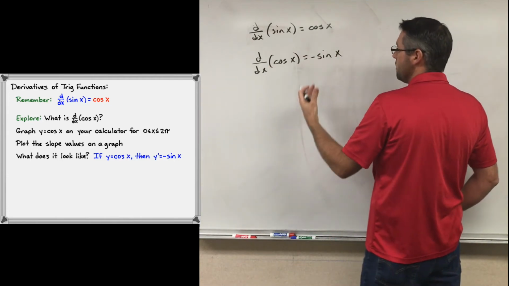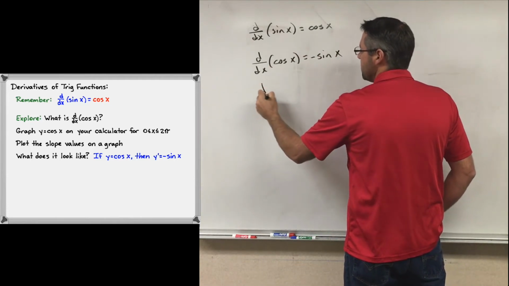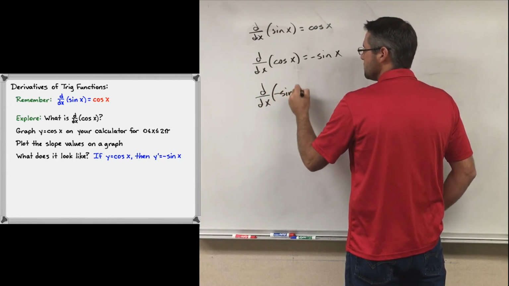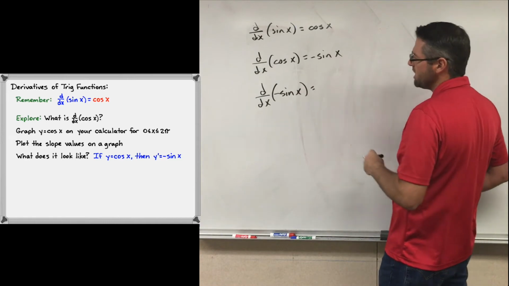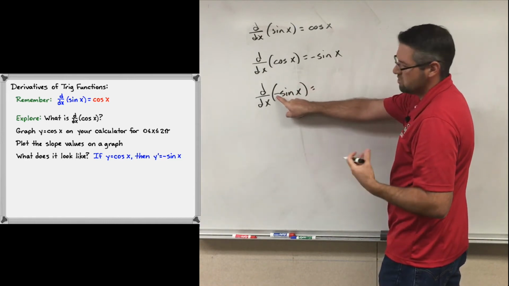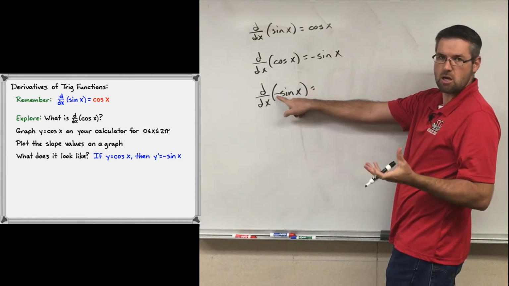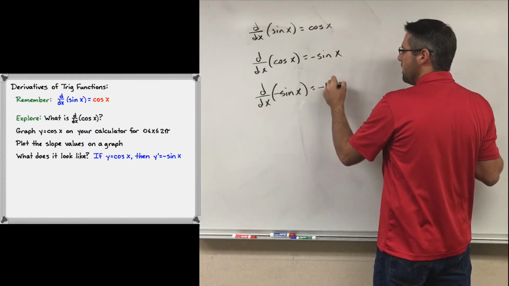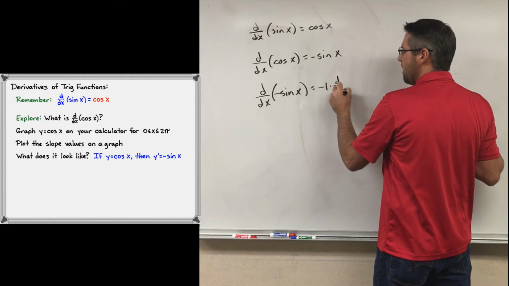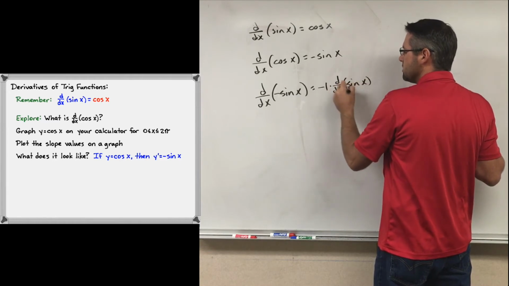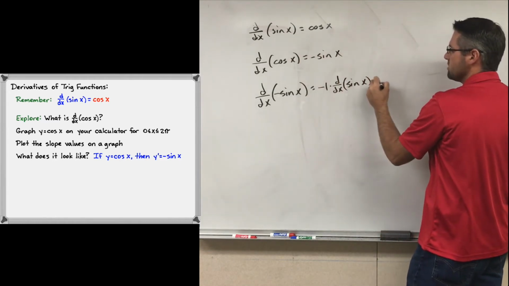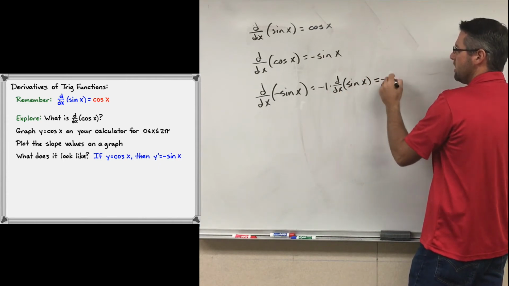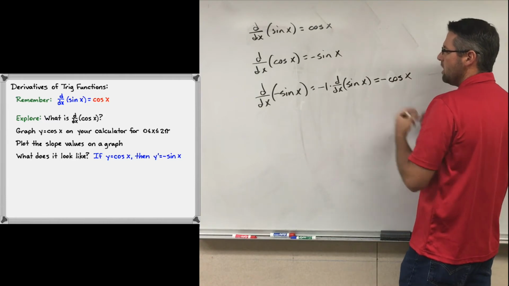Now, let's keep going with this. What is the derivative then of negative sine of x? Well, that should be pretty easy. The negative is just a coefficient. It's just a constant multiple. So this would be the same as saying, let's take the negative 1 out and then multiply that by the derivative of sine of x. And since the derivative of sine of x is cosine of x, we'll multiply it by negative 1 and we get negative cosine of x. Okay?